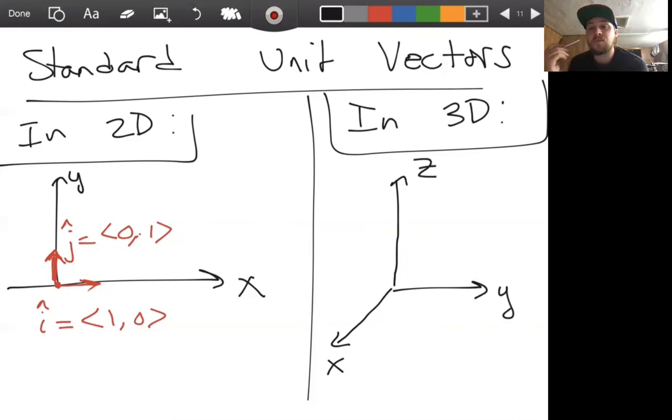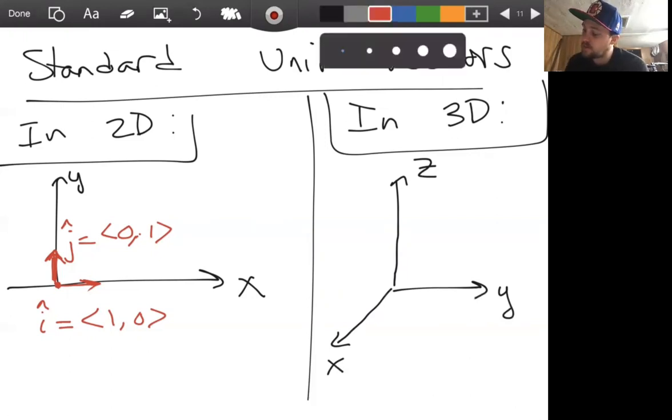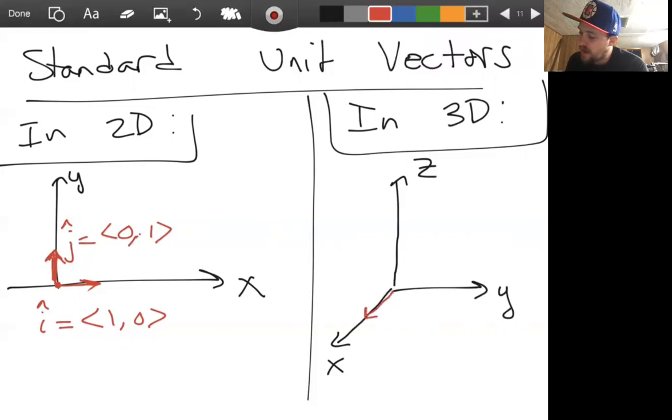So if you're not familiar with graphing things in three-dimensional space, how you can picture this is that the y-axis and the z-axis are on your screen, and the x-axis is coming out of the screen towards you. That's how you can visualize what's going on here. And so in three-dimensional space, we still have i hat and j hat, right? But now i hat is the vector 1, 0, 0, and j hat is the vector 0, 1, 0, because it lies along the x and the y-axis.